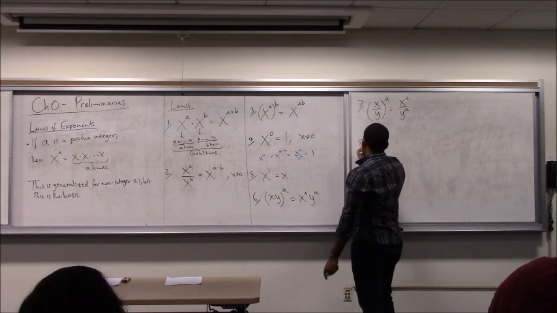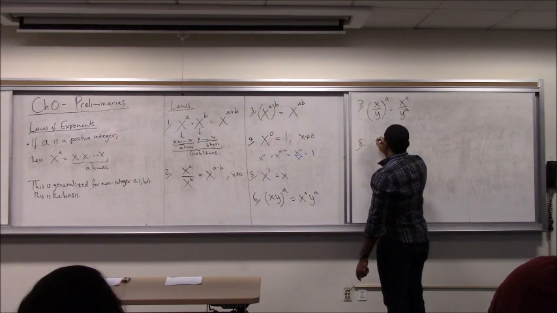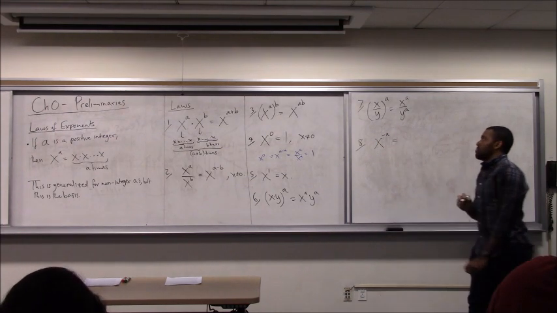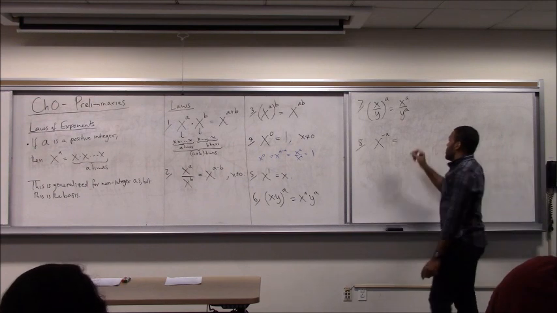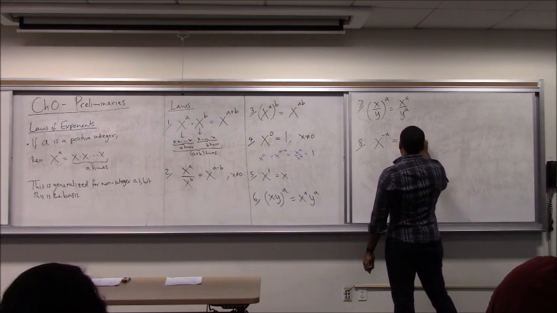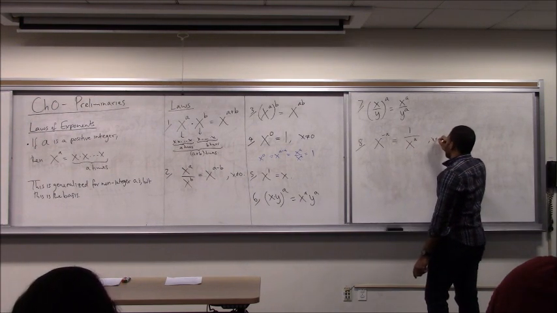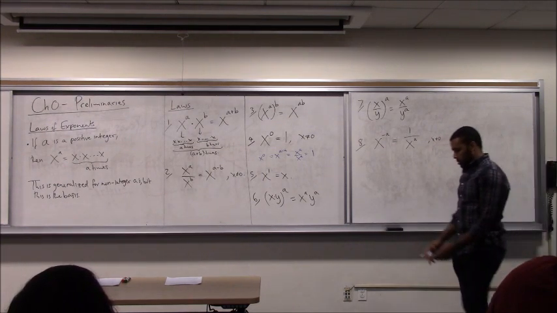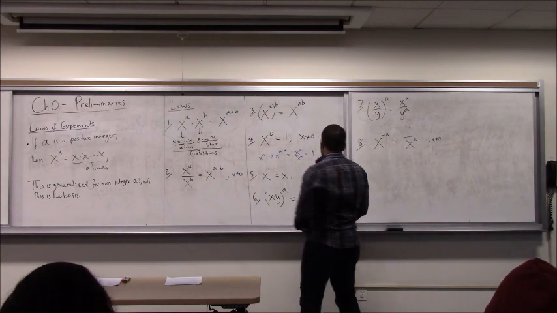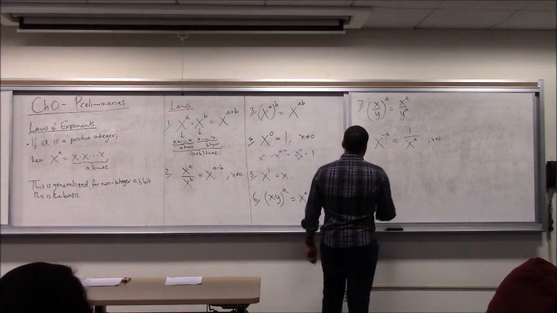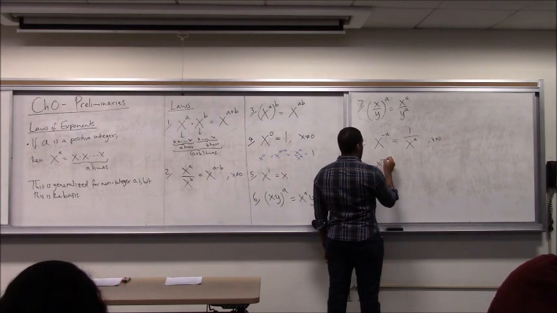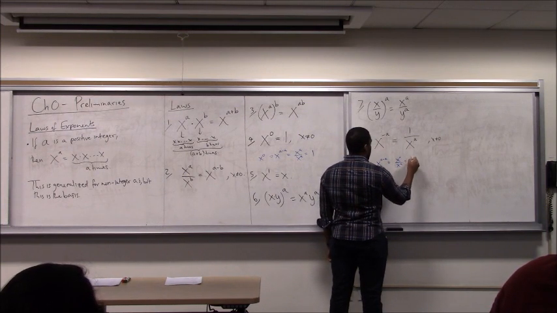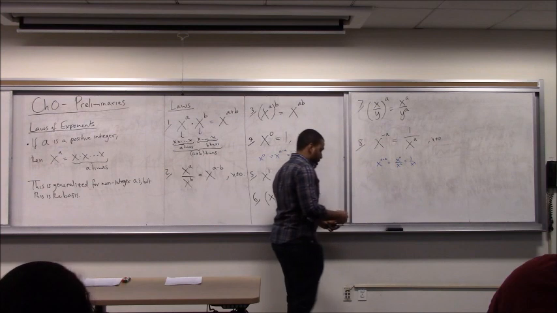Another thing that you need to know. What does it mean to have a negative power? It means the reciprocal, 1 over x to the a. And that's again because you can apply the previous rules. This is just x to the 0 minus a, which we know is x to the 0 divided by x to the a, but we know x to the 0 is 1. So we get that.